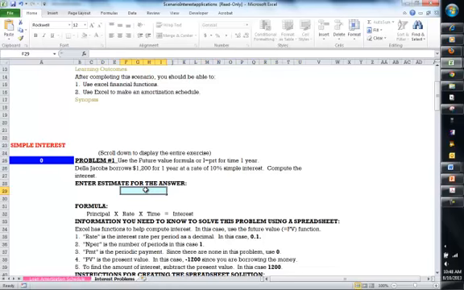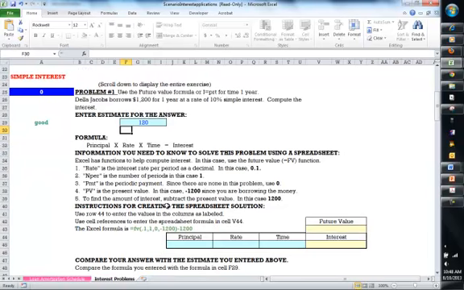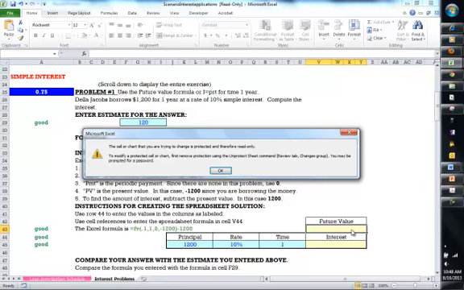Della Jacobs borrows $1,200 for 1 year at 10%, so she should have about $120 worth of interest. Let's see if we can use Excel to figure that out. Principal, $1,200, rate 0.1, that's 10%, time 1 year. The interest, you find it by typing equals future value, because we're looking for the future value.